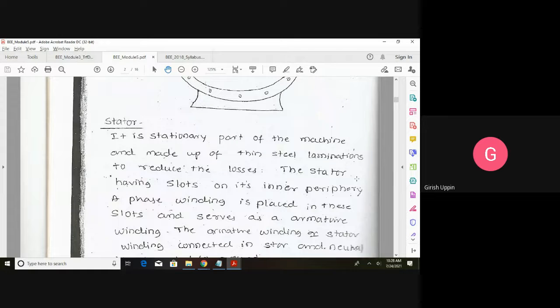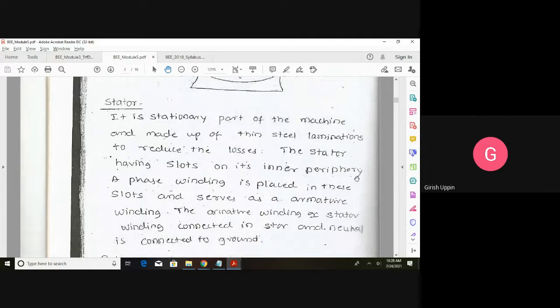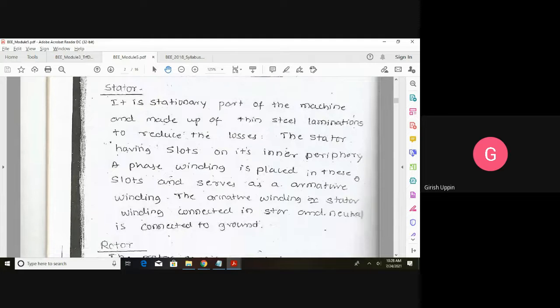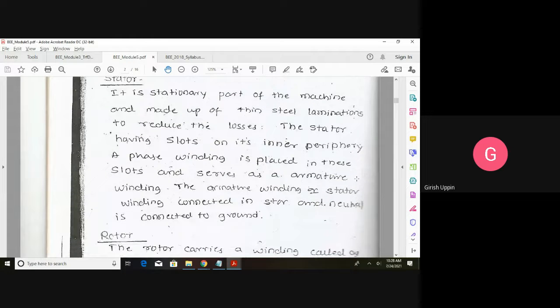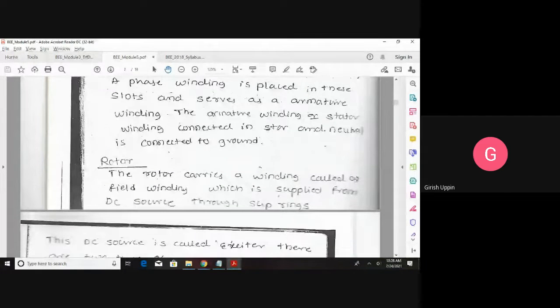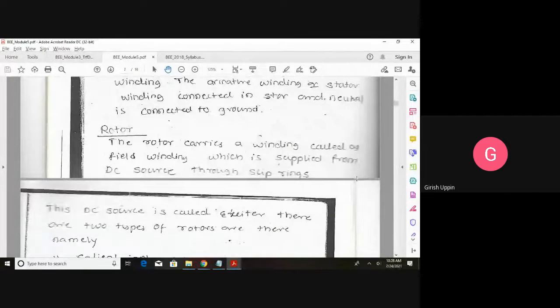The stator has slots on its inner periphery. The three-phase winding is placed in these slots and serves as an armature winding. The armature winding or stator winding is connected in star, and the neutral is connected to the ground. And the rotor carries the winding called the field winding, which is supplied from the DC source through slip rings.